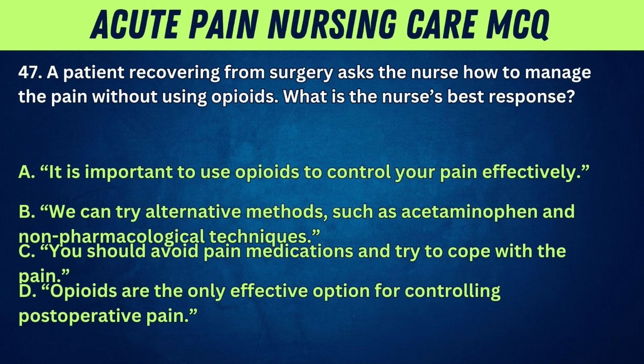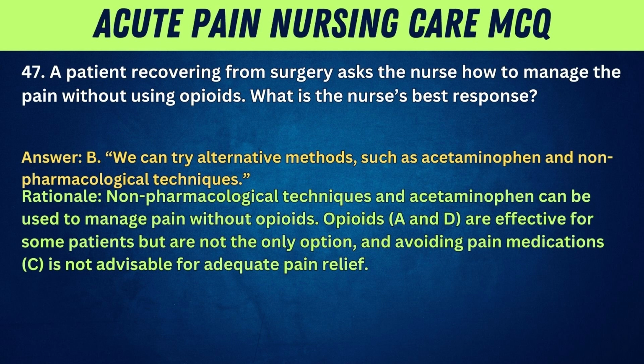47. A patient recovering from surgery asks the nurse how to manage the pain without using opioids. What is the nurse's best response? A. It is important to use opioids to control your pain effectively. B. We can try alternative methods, such as acetaminophen and non-pharmacological techniques. C. You should avoid pain medications and try to cope with the pain. D. Opioids are the only effective option for controlling postoperative pain.